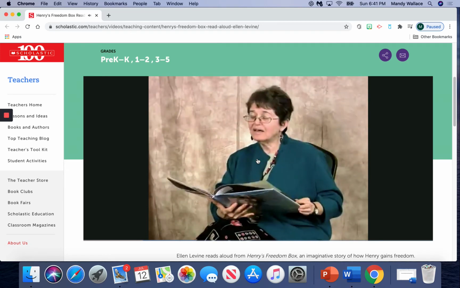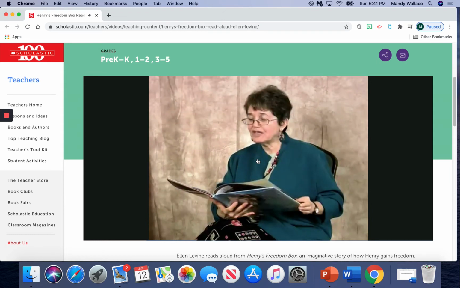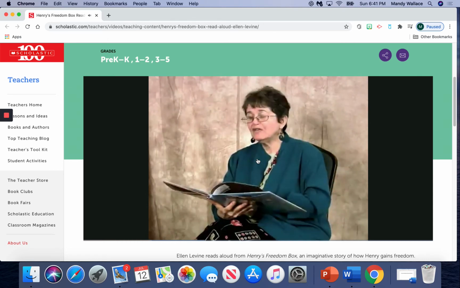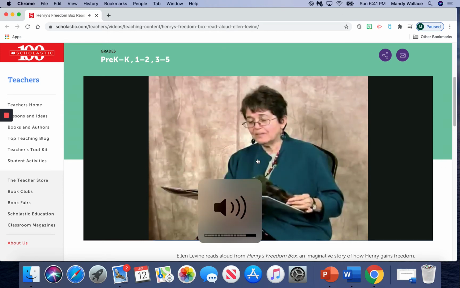Later that day, Henry watched a bird soar high above the trees. Free bird, happy bird, Henry thought. Henry said goodbye to his family. He looked across the field. The leaves swirled in the wind.